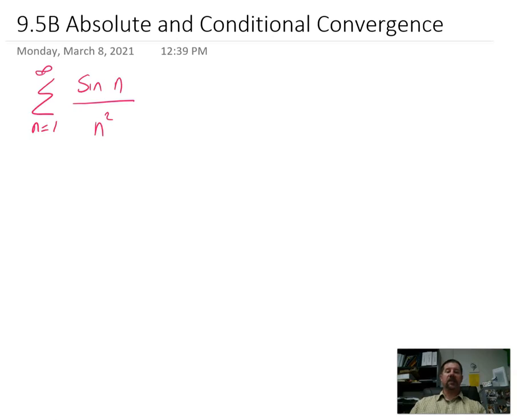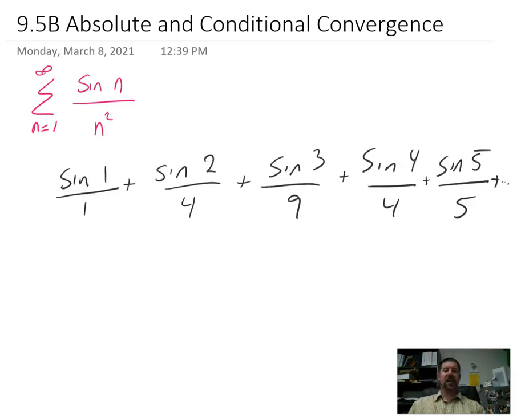Let's look at the series, the sum from n equals 1 to infinity of sine n over n squared. If I wrote out the terms, it would look like this: sine of 1 over 1 plus sine of 2 over 4 plus sine of 3 over 9, sine of 4 over 16, sine of 5 over... That doesn't look that interesting, really.